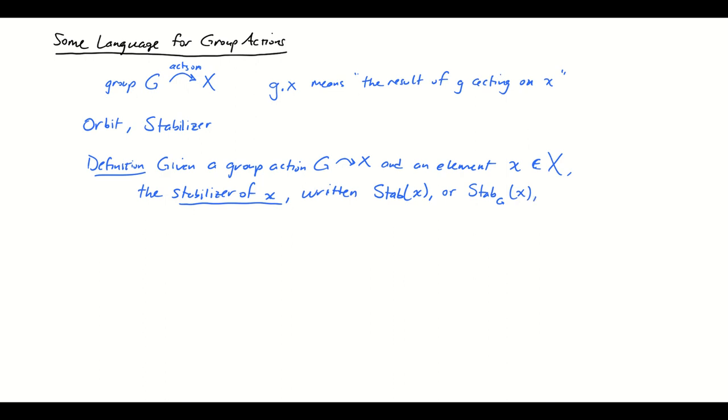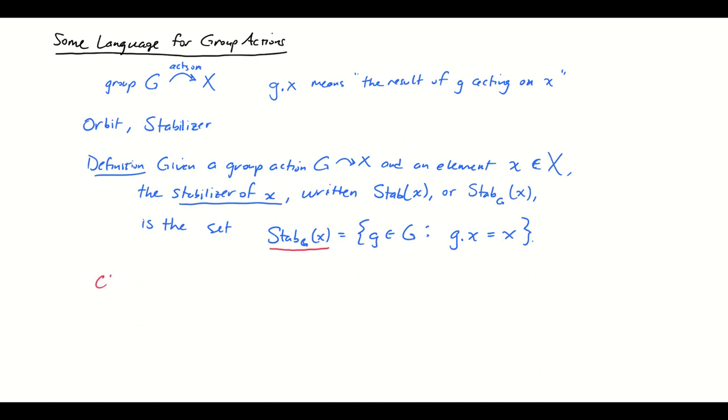So this is going to be a set of group elements, and here's how we define it. Is the set stab sub G of X equals the set of all G in the group such that G acting on X leaves X alone. So in other words, the set of all group elements that act on X to produce X. All right. Notice this is specific to X. It doesn't have to be the same for every element of the set X. That is, if I change the set element, I may get a different stabilizer. But it's the set of all group elements that leave that particular set element alone.